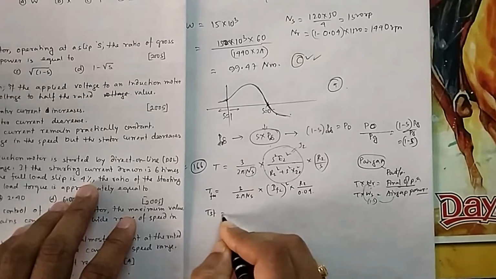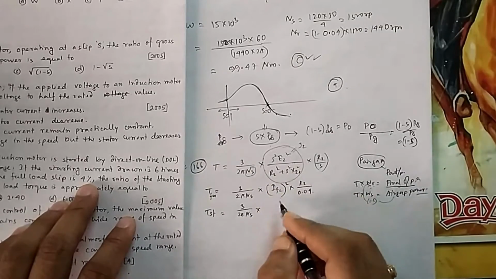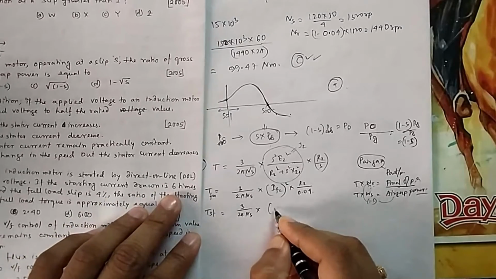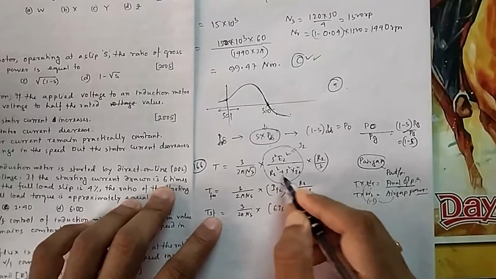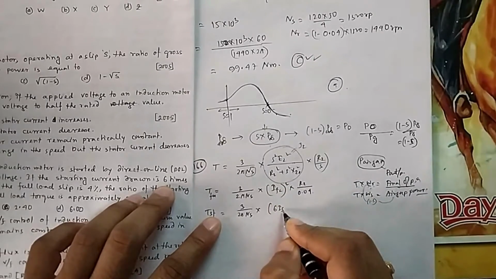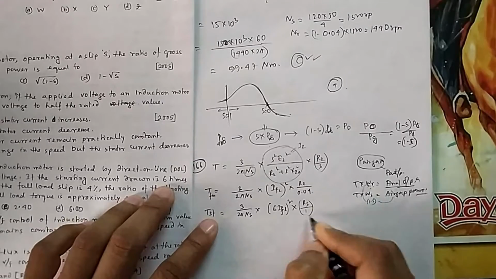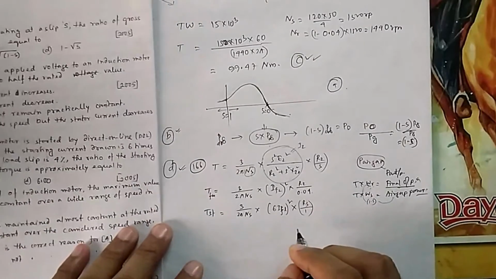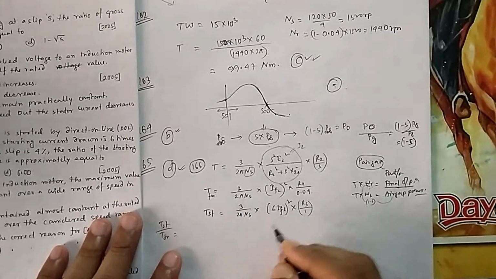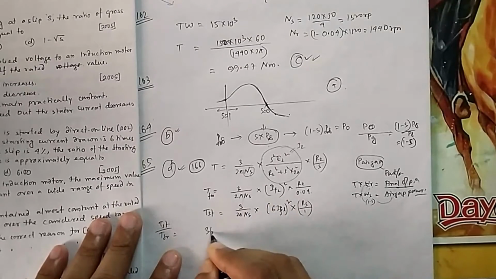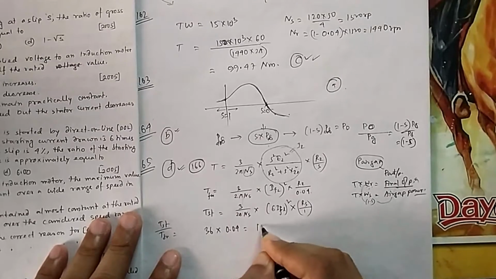Now what is starting torque? At starting S is equal to 1. So again it will be 3 by 2 pi Ns into I starting square. They have given I starting as 6 times I full load, so because you are writing for starting S equal to 1, this will become 6 into I full load square into R2 by 1. So the ratio they are asking is T start by T full load. These are constant. So if you divide this by this, it will be 36, and the 0.04 will come in as a multiplier. So it will be 1.44.